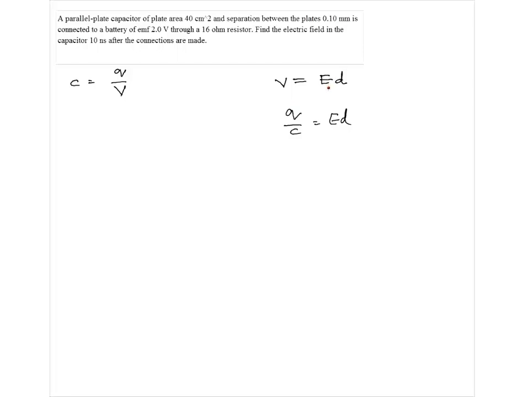As Q changes, V changes. And E changes. Find the electric field 10 nanoseconds after connections are made. That's no problem at all. Q upon CD. Plate area is given to you. D is given to you. The only thing is Q.